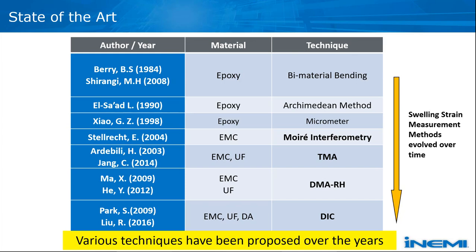And then there were the TMA and DIC approaches, which measure the saturated specimens in a heated oven. So as we're measuring, we're continuously losing moisture, which means that the moisture distribution throughout the sample is not uniform during the test. And finally, the DMA-RH method, which we discussed previously, has a limitation for temperature measurement up to about 100 degrees C. Next page.